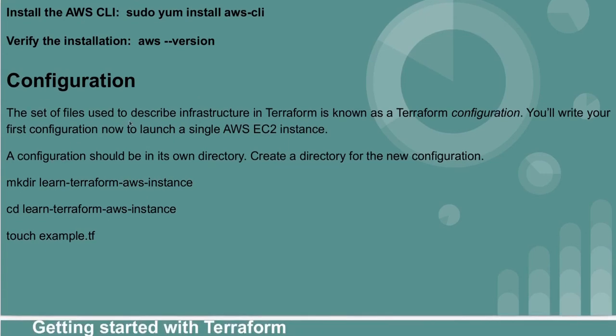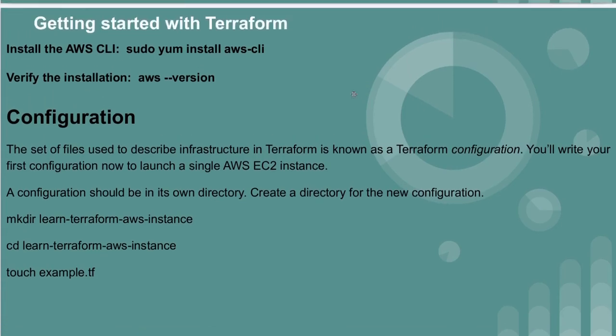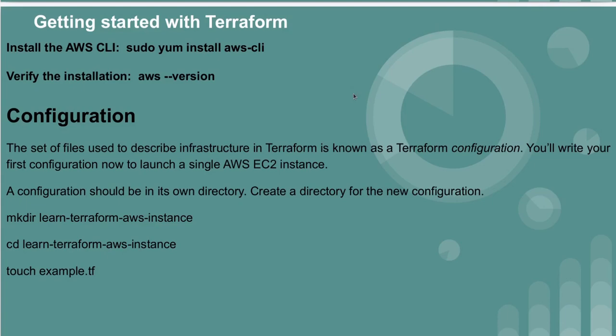The set of files used to describe an infrastructure in Terraform is known as Terraform configuration. So whatever Terraform script you are writing to create any resources in any cloud environment, that file is known as a Terraform configuration file. We are going to see how we can create one single EC2 instance using a Terraform script.